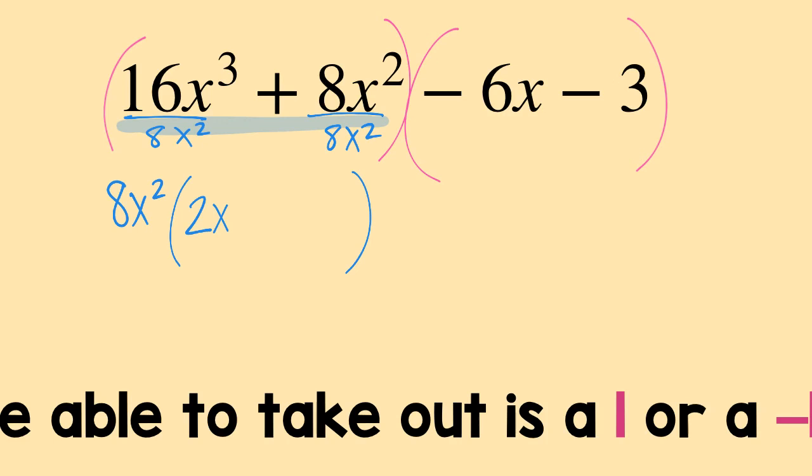And then over here, everything cancels. And remember what that means. That actually means it equals 1, right? When you divide something by itself, it equals 1. So we're just going to put plus 1 right here.